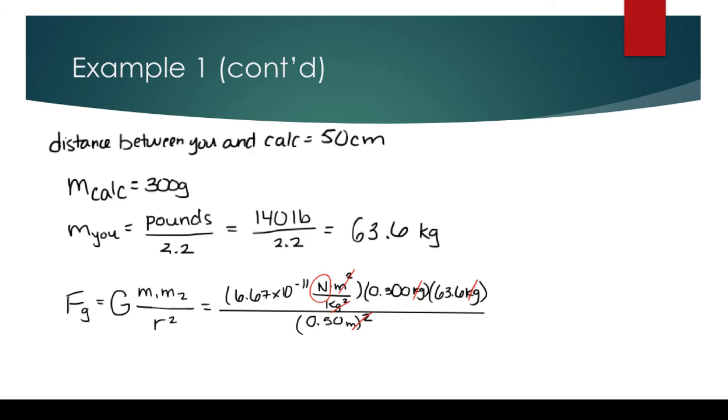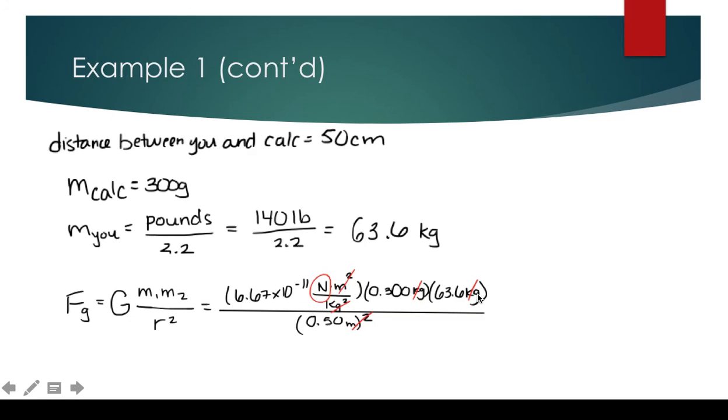So if we take our equation, F sub g equals G m1 m2 over r squared. Well, G, even though it's out here in the front of the entire equation, that just means it's in the numerator. So 6.67 times 10 to the negative 11 newton meters squared over kilograms squared. Multiplied by our first mass, the calculator, 0.3 kilograms. And the mass of you, 63.6 kilograms. Divided by the distance between you and the calculator, which is 0.5 meters, and we want to square that.